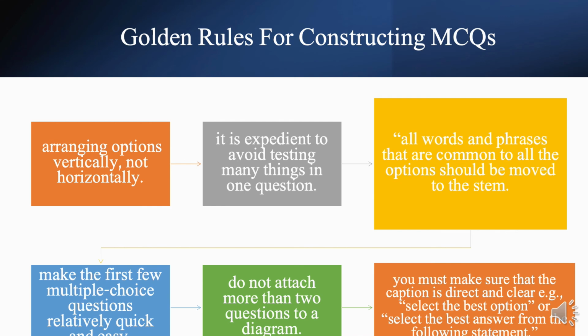Make the first few multiple choice questions quick and easy so that the students will not be discouraged. Do not attach more than 2 questions to a diagram. If you have a diagram, 2 questions maximum to that diagram. If you want to ask more questions, put out more diagrams so that there won't be confusion. Make sure that you put a caption that is clear for the students. For example, select the best option or select the best answer from the following. This is correct information so that the students are properly guided.